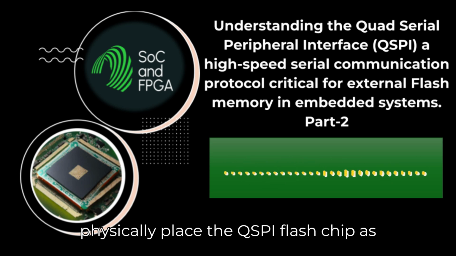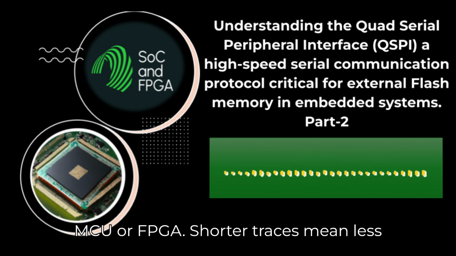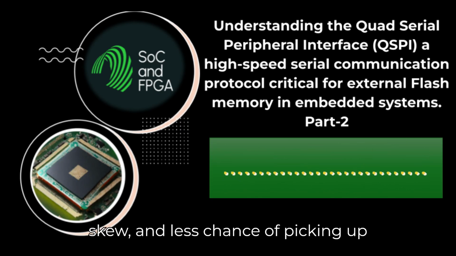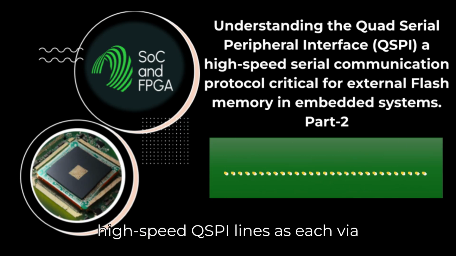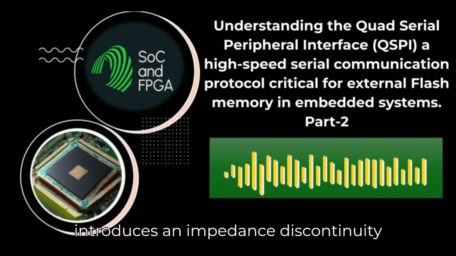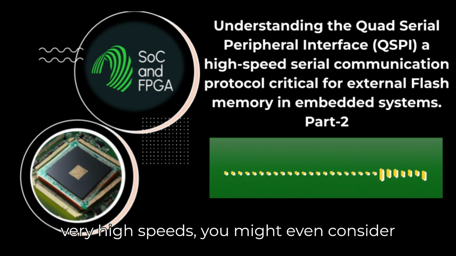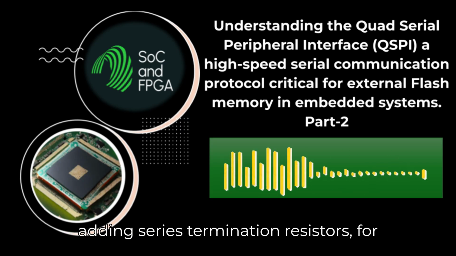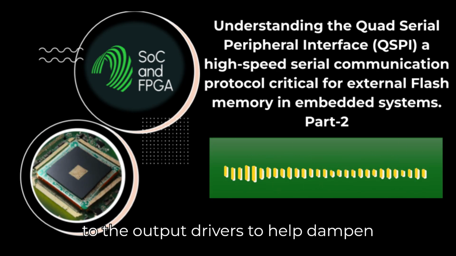Yes. Physically place the QSPI flash chip as close as practically possible to the host MCU or FPGA. Shorter traces mean less signal degradation, less potential for skew, and less chance of picking up noise. Minimize the use of vias on the high-speed QSPI lines, as each via introduces an impedance discontinuity that can cause reflections. If you need very high speeds, you might even consider adding series termination resistors, for example 22 to 33 ohms, placed close to the output drivers to help dampen reflections.